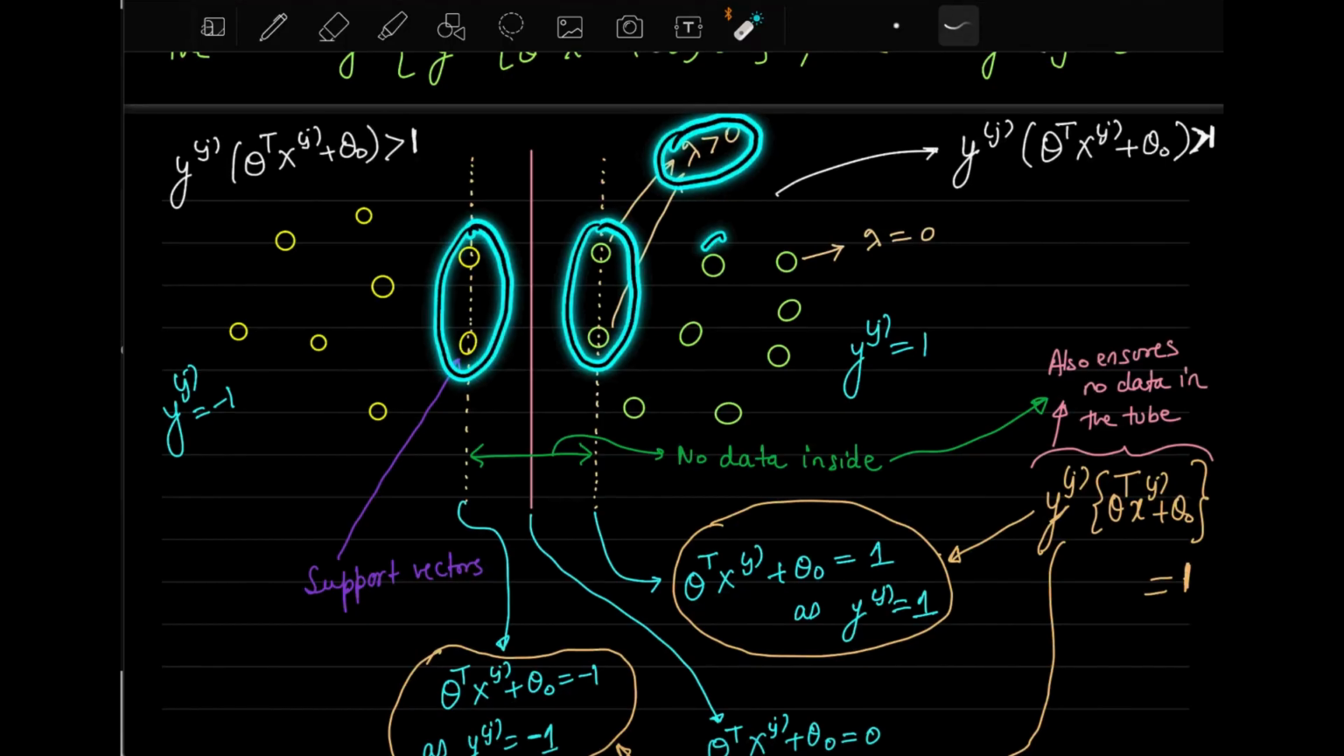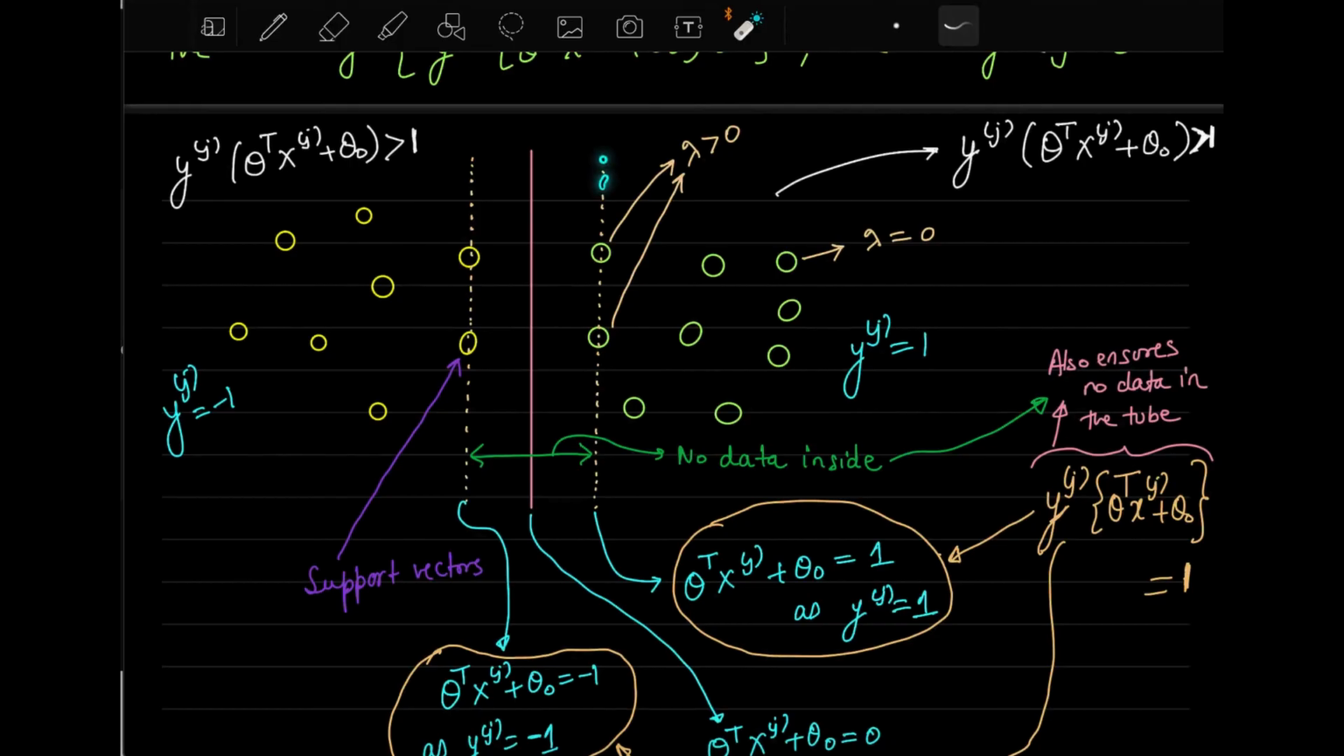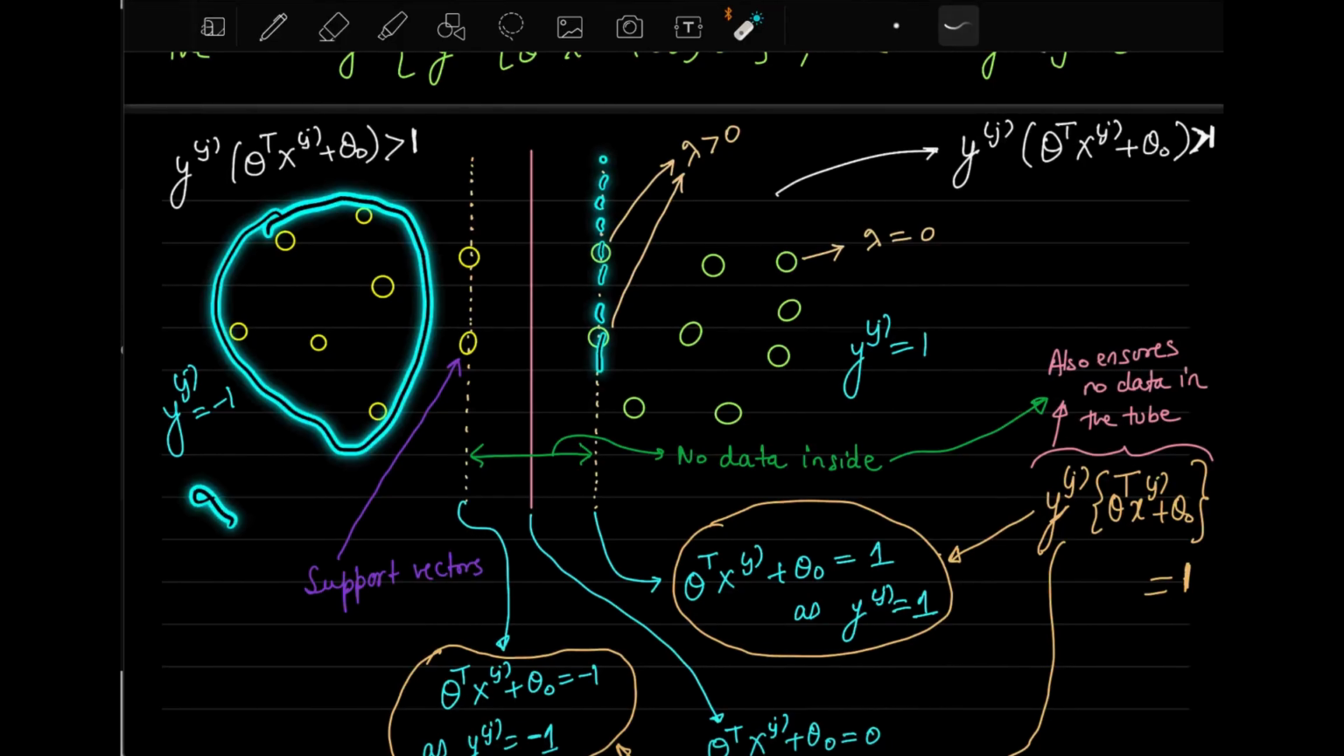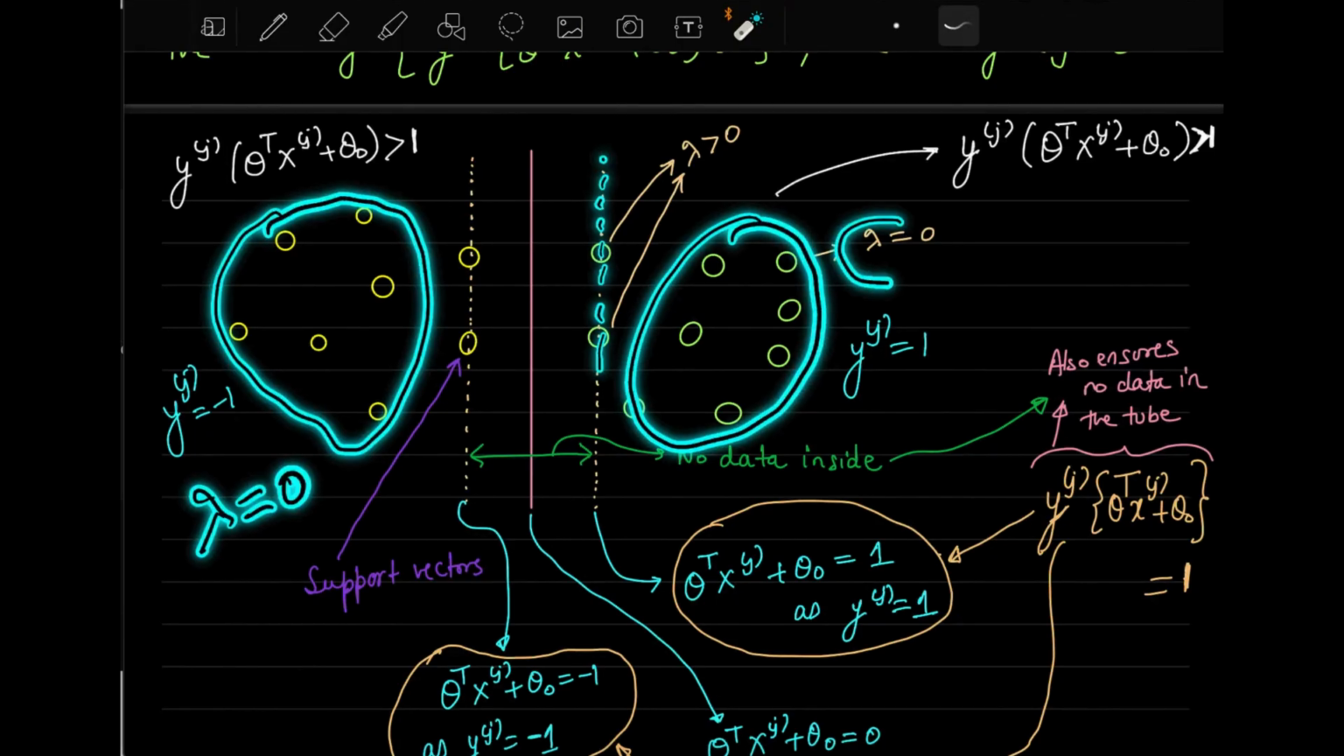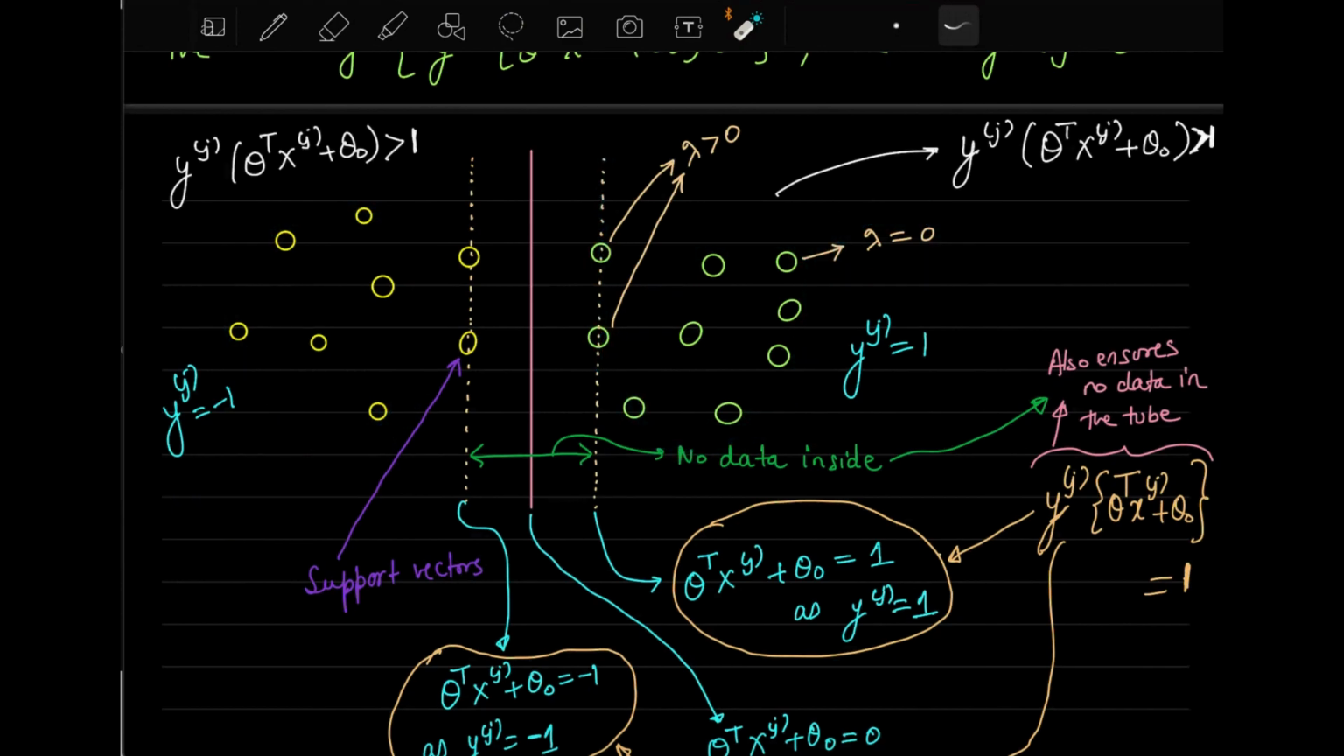For all the other points which you have here, which are not lying on this particular boundary or this margin, lambda will be equal to 0. For all these points, lambda will be equal to 0. So that is what is shown over here.